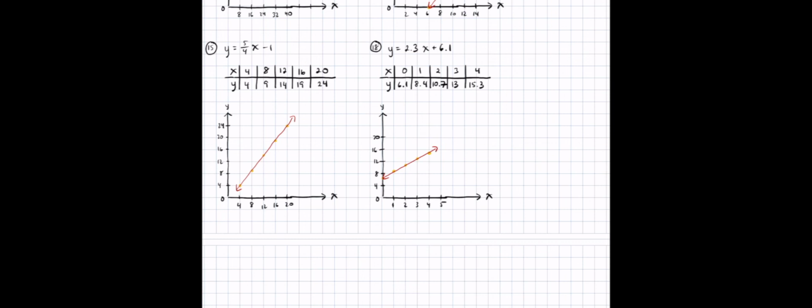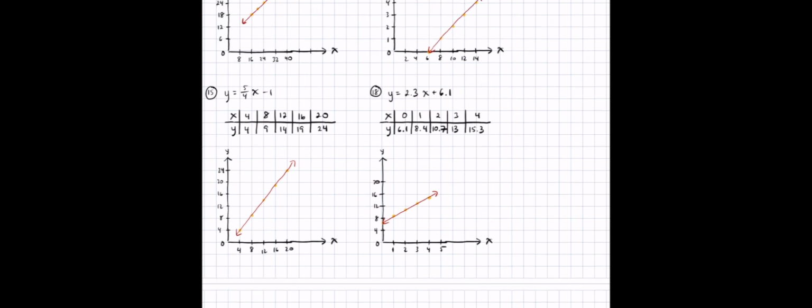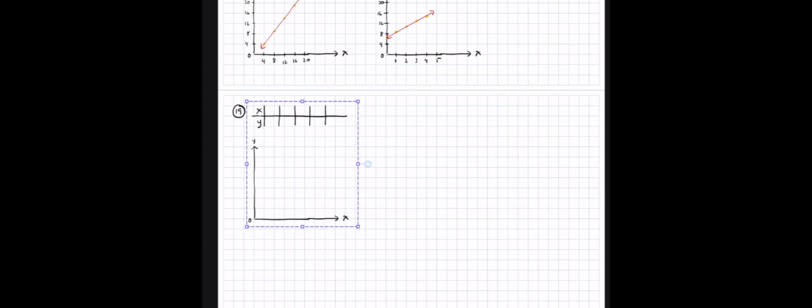Cool. For these last few, we're going to switch gears. We're going to go ahead and now try to figure out the rule based on looking at a table. So for 19, I'm going to come with a table here, and then we're going to graph. So right away with the table, let's see what we have here.